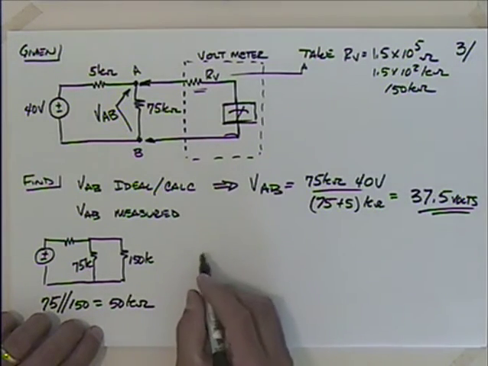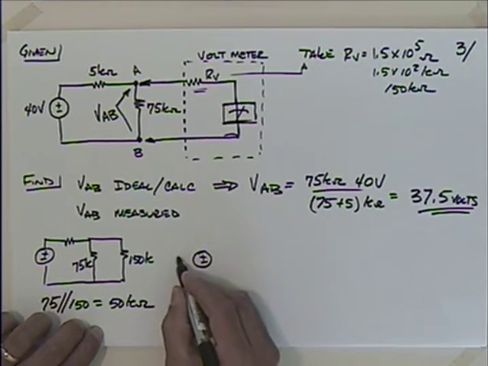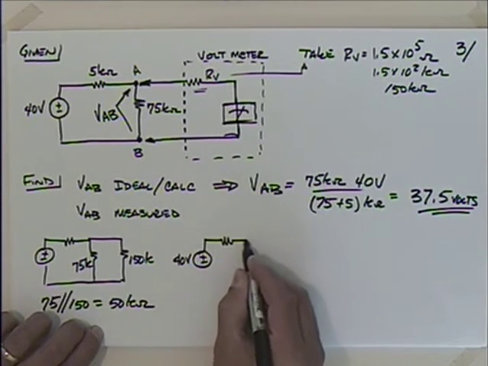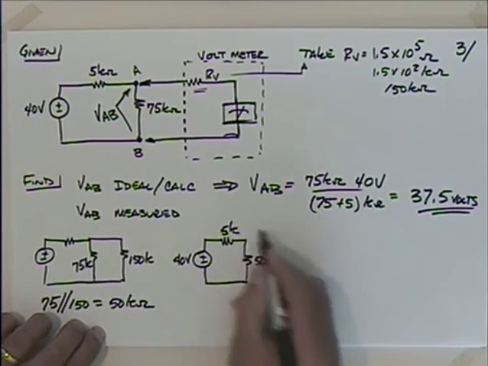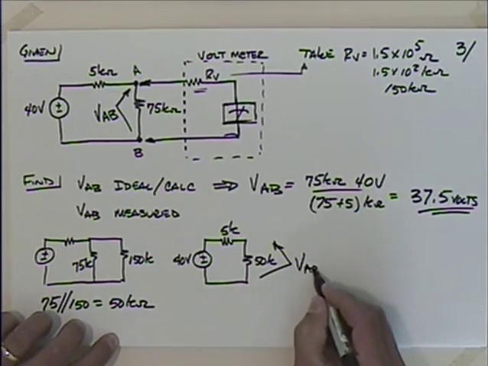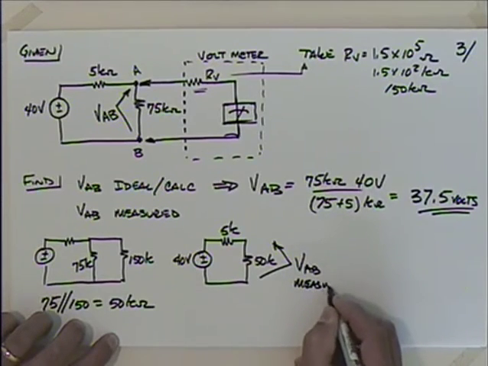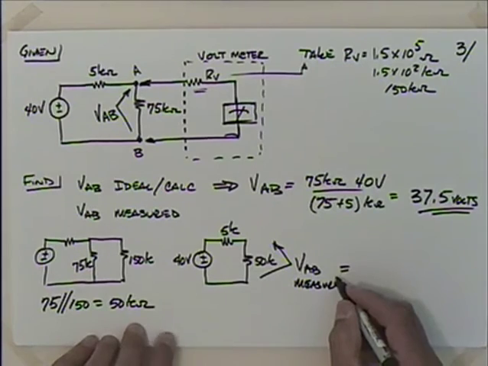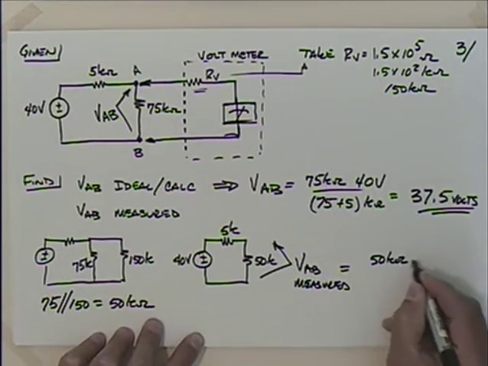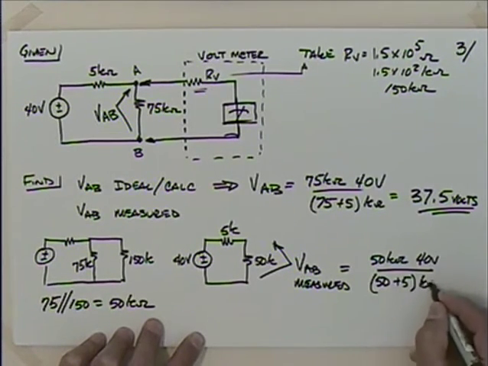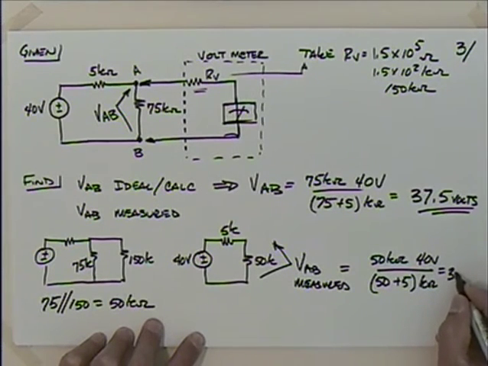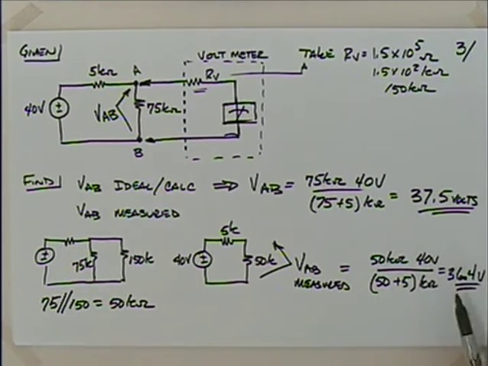So now I have a circuit that looks like this. I have that 40 volts with 5k. And now instead of 75k, I only have 50k. So if I look at this voltage across here, there's VAB measured, which is going to be now 50 k ohms times 40 volts divided by 50 plus 5, or 55 k ohms, which gets me 36.4 volts. Okay, so I've gone from what it should be at 37.5 to 36.4.